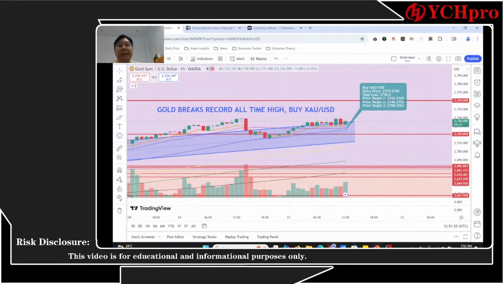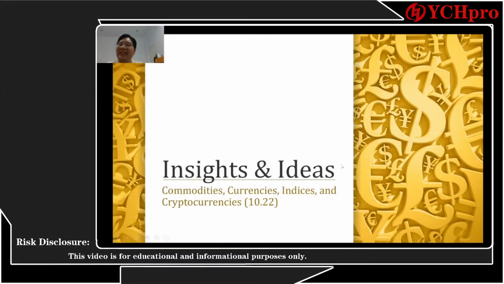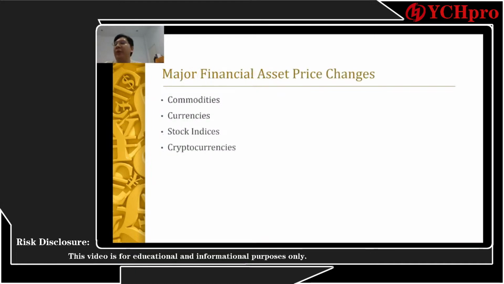So let us continue to look at what really happened on the market. As usual, I'll be talking about the insights and ideas that we have compiled for you guys, so you don't need to look out for news and price changes on other commodities or other trading pairs. So I'll start with those, and as you could see, I'll be talking about this. And definitely, if you have any other questions that you would love to ask, you can type them in the comments, or if you want to join the chat room, you could click on our profile for more information on that. Okay, all right. So I'll be talking about the price changes on the commodity side, currency side, stock indices, and cryptocurrencies.